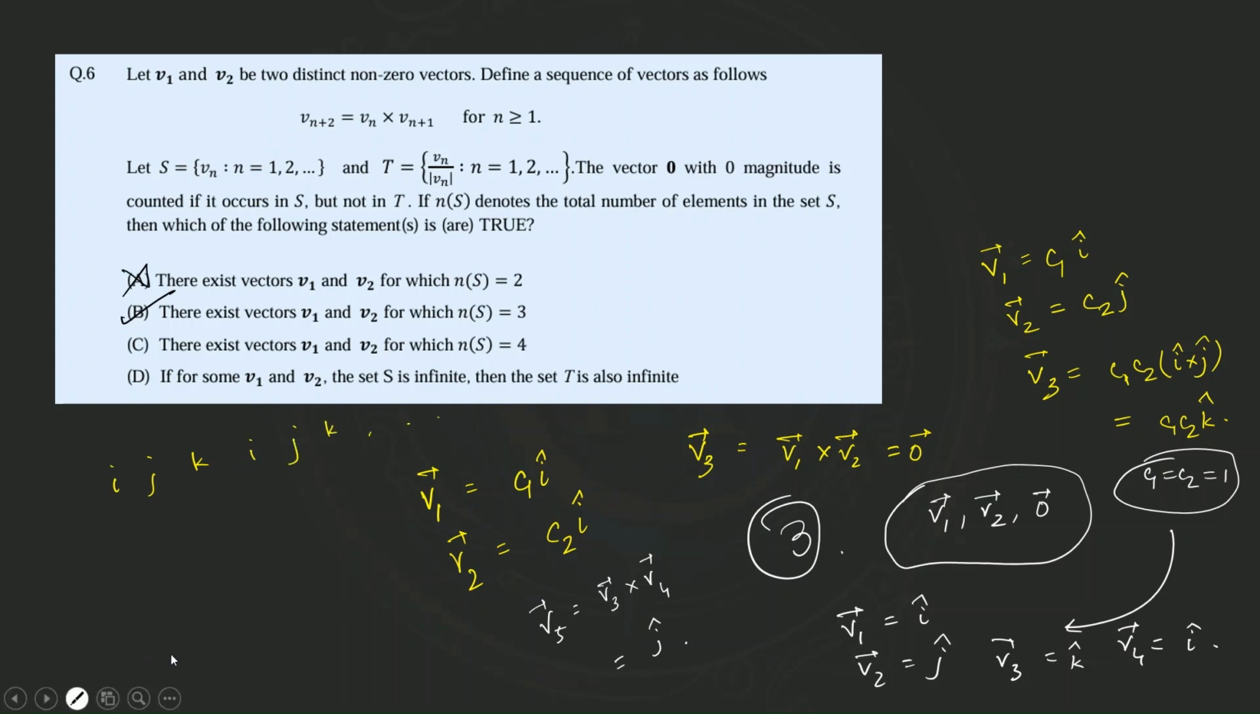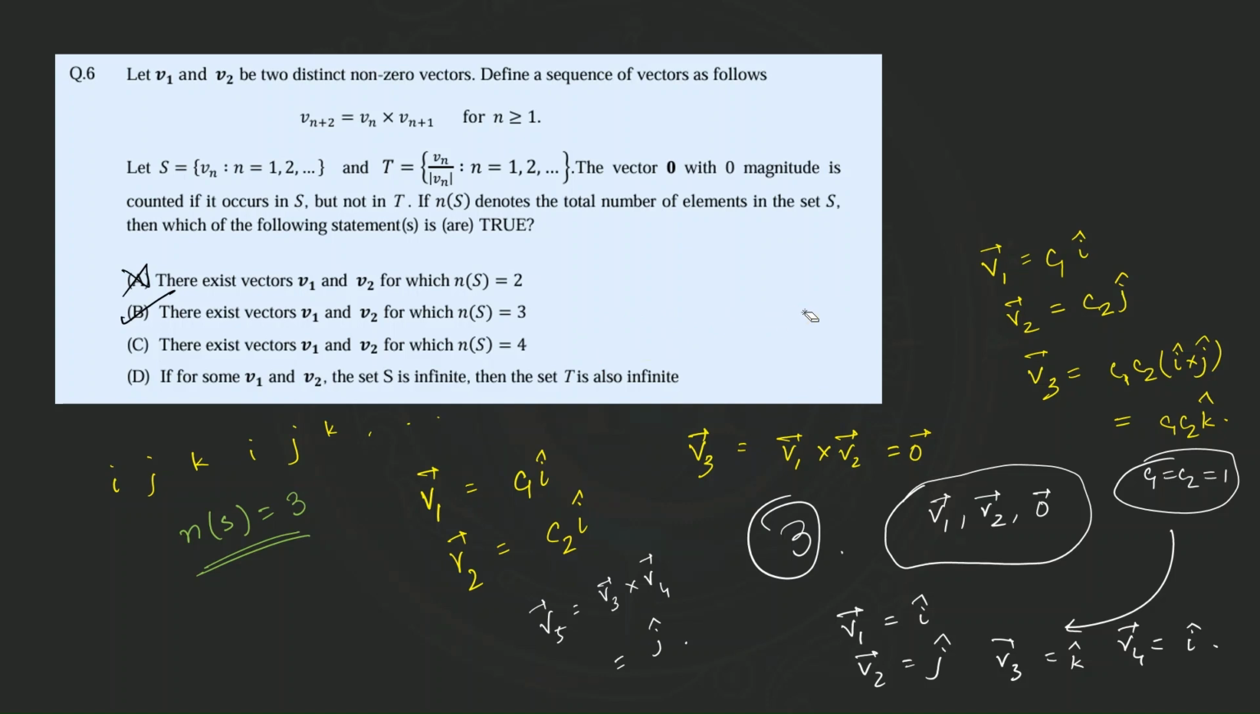That means if we take this particular case, we have n equal to 3, right? Because the zero vector is not occurring here. So we have only these three vectors, i cap, j cap, and k cap. So if we think in this way, we cannot have n equal to 4, right? Because in this case that we just discussed, we had n equal to 3. Now let us take this specific case, okay?